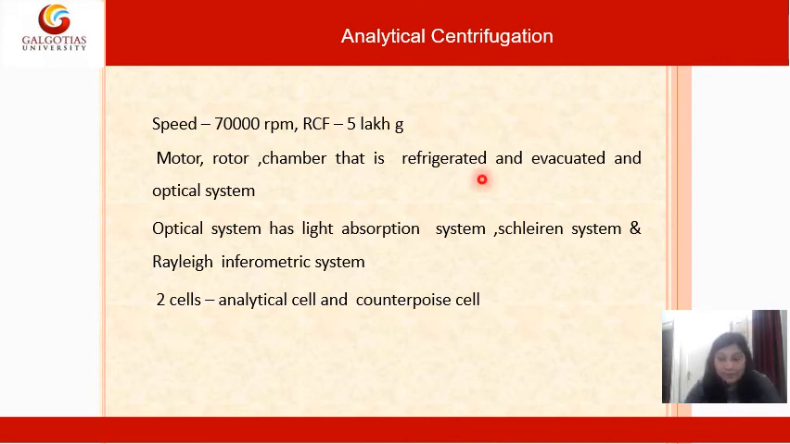Now, let's understand this analytical centrifugation by this diagram. This is the xenon flash lamp and this is the aperture. Okay, this is a concave mirror, this is a reflective mirror, this is an incident light detector, this is a cell.